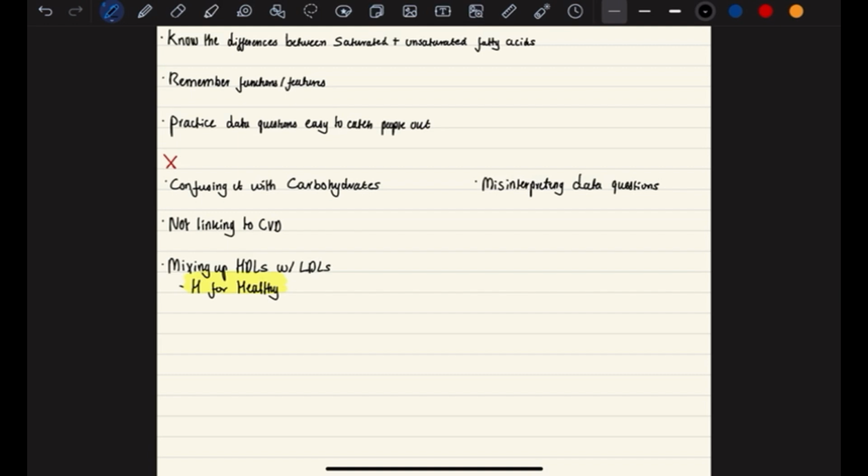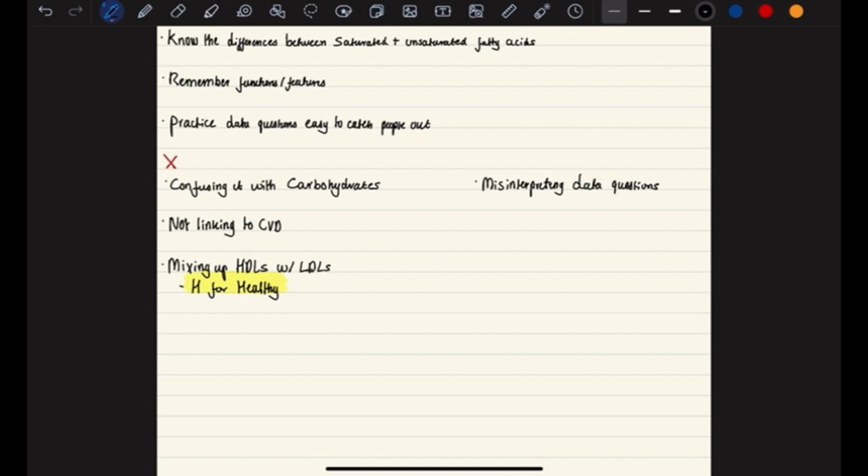Now, things that we don't do, don't confuse it with carbohydrates. Because this is at the very start of the course, there's a lot more to remember when it comes to biology, yeah? Don't end up confusing ester bonds with glycosidic bonds or ester bonds with peptide bonds. It is easier to do than you may think.